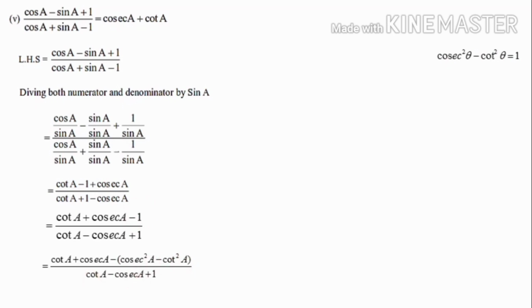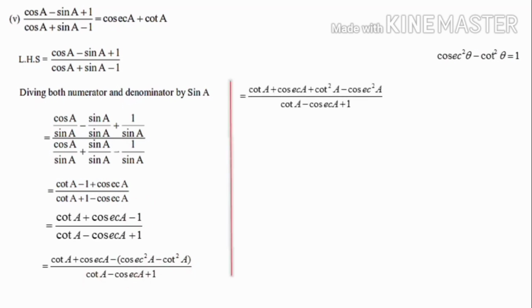Denominator is the same. Then cot a plus cosec a, remove the bracket, minus cosec square a, minus into minus plus cot square a. The positive term I am writing first, that is minus into minus plus cot square a, minus cosec square a I am writing second, divided by the denominator which is the same, cot a minus cosec a plus 1.